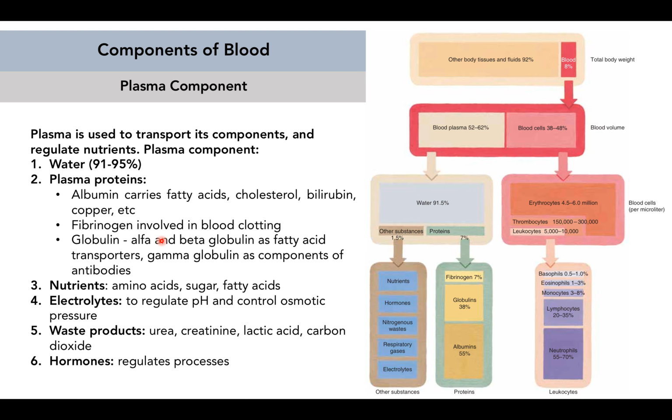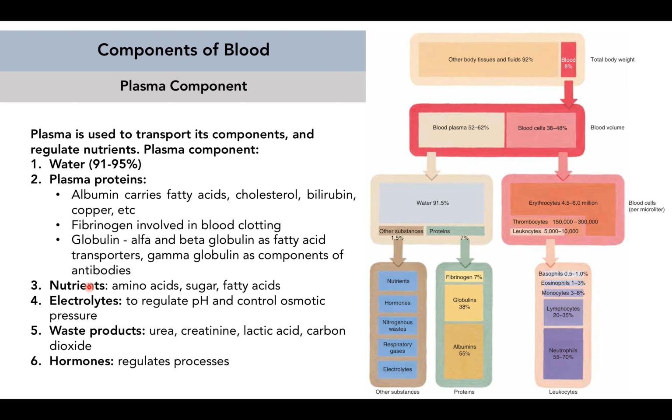There's also other proteins that are involved in blood clotting, and there's also globulins, which are part of the immune system. And then when we talk about nutrients, of course, we've got the amino acids, sugars, and fatty acids that are obtained from our diet and are spread around throughout the body for a lot of metabolic purposes. And then for electrolytes, we also have them in plasma, and these are maintained at a balanced state in order for our pH to be stable, as well as our osmotic pressure to be stable.